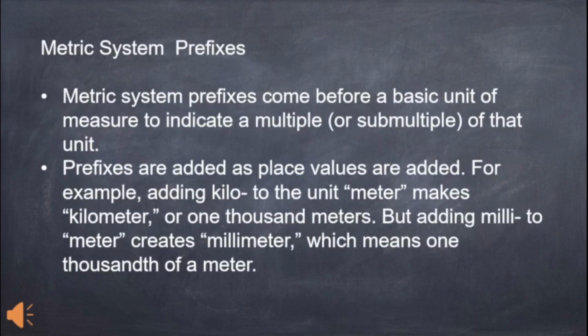And let's proceed to the metric system prefixes. Metric system prefixes come before a basic unit of measure to indicate a multiple, or submultiple, of that unit. Prefixes are added as place values are added. For example, adding kilo to the unit meter makes kilometer, or 1000 meters. But adding milli to meter creates millimeter, which means 1/1000th of a meter.